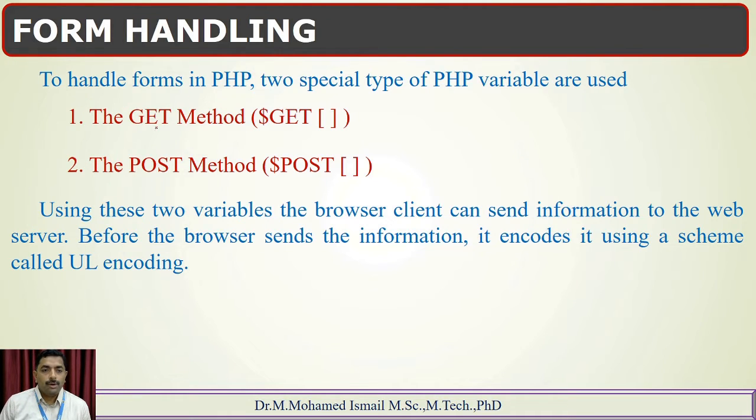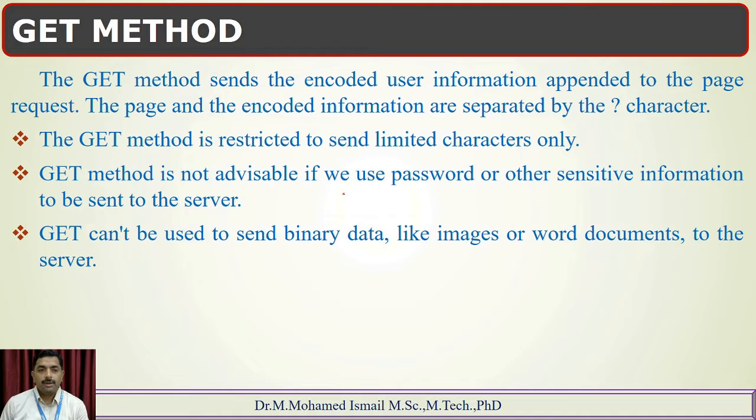PHP uses two super global variables. One is the get method and another one is the post method. Using these two variables, the browser client can send the information to the web server. Before the browser sends the information, it encodes it using a scheme called URL encoding. First, we see the get method.